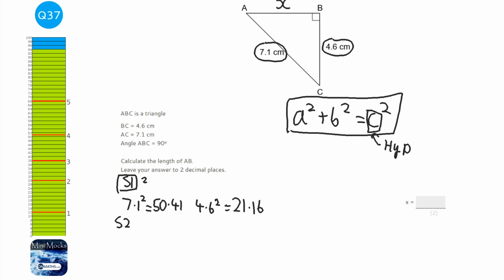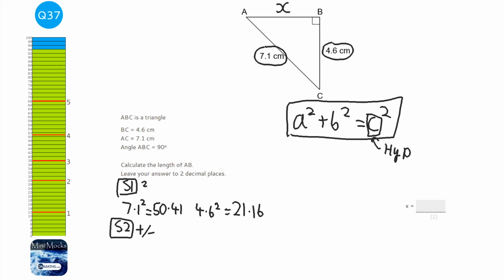Step 2 is the only choice you have to make. You either have to add or subtract. Okay, now this is where we talk about the hypotenuse. The hypotenuse is the length that's opposite the right angle. So go to the right angle, go across from it, and that is the hypotenuse. So 7.1 is the hypotenuse. Now what's special about the hypotenuse and why it has a special name is it must be the longest side.